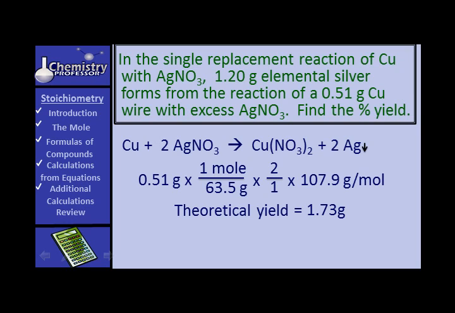In other words, we should produce 1.73 grams of elemental silver. But we didn't. We only produced 1.2 grams of elemental silver. And we need to find the percent yield. So we take our 1.2 grams of what we got, put it over the 1.73 grams that we should have had, times 100, and that's going to give us a yield of about 69.2%, depending on where you round things off. This then is our answer, 69.2%.